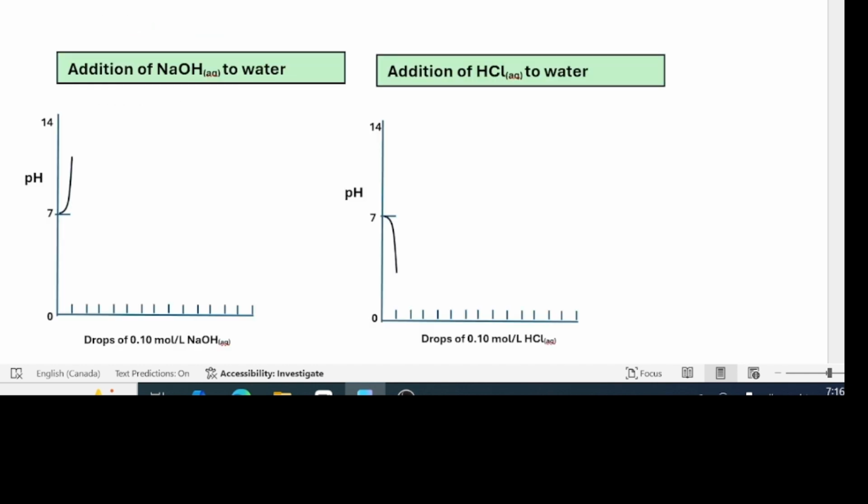These graphs show what will happen to the pH in water if a single drop of sodium hydroxide is added to it. In this case, the pH will skyrocket, and in this case, the pH will plummet if 1 drop of hydrochloric acid of that concentration is added to 20 milliliters of water.